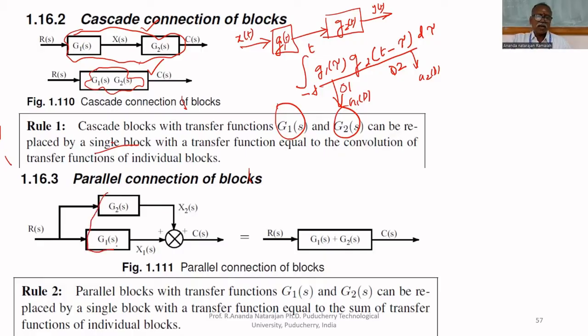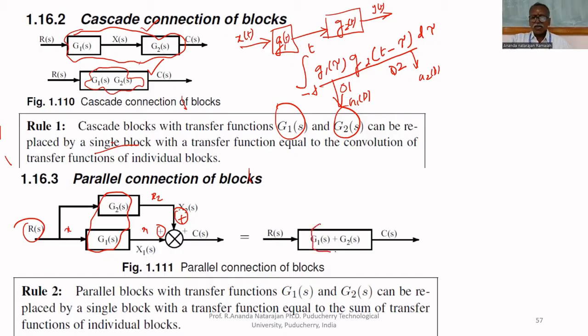Second rule: if two blocks are in parallel, one block is G1 of S and another block is G2 of S. They are connected in parallel and the outputs of the two blocks are summed together. The input is the same; the input to the first block and the second block are both the same. But the output is X2 of S here, because it is a different system, and X1 of S here. These two can be added, then you will get the final output if they are in parallel connection.